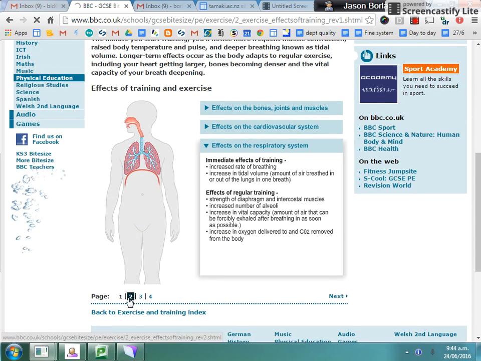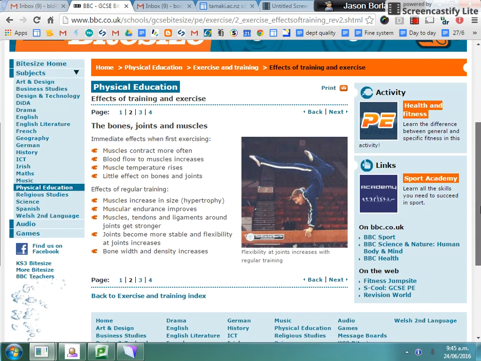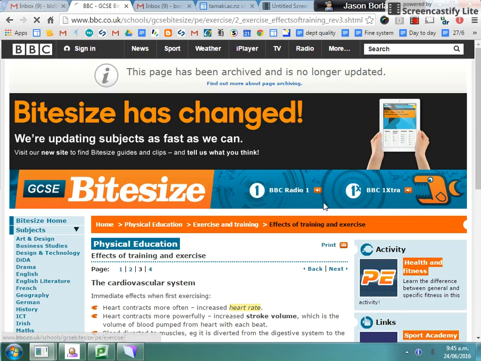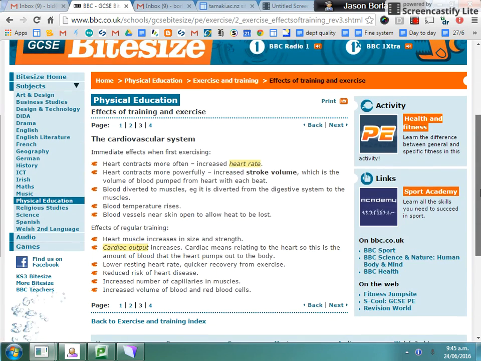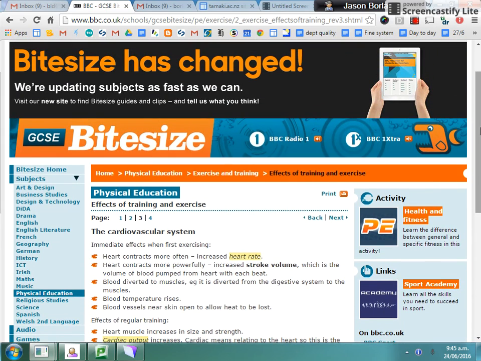So what you need to do is basically discuss these physiological changes that occur from doing aerobic or continuous training. All right, there's a couple other changes in terms of the muscles as well. But obviously we're mostly interested in the long-term benefits of aerobic training. You need to be able to discuss the physiological changes that occur as a result of doing aerobic training.